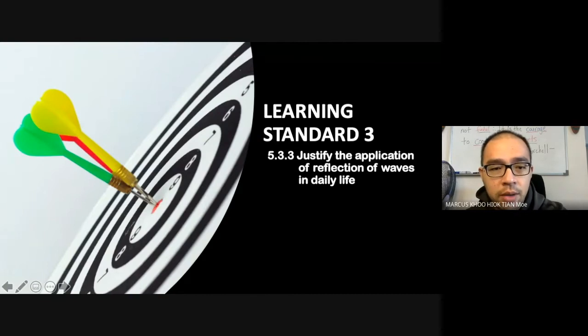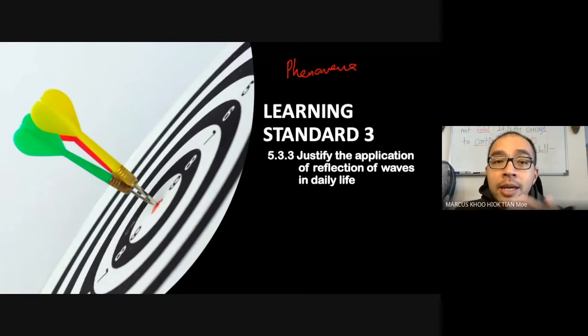All right, so today we're going to continue our discussion on reflection. We have looked at reflection as a phenomena. Phenomena is a natural occurrence, something that happens naturally that can be explained by science. For example, when the sun sets, why is it that sometimes it's yellow color? Why is it sometimes purple? Why is it sometimes red? All these are phenomena, natural occurrences, kejadian semula jadi, that can be explained using scientific concepts.